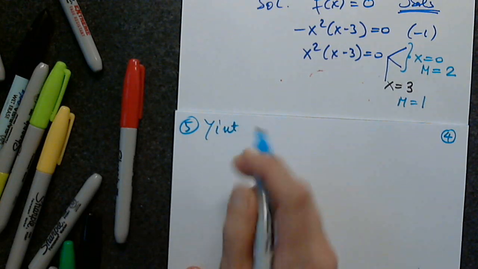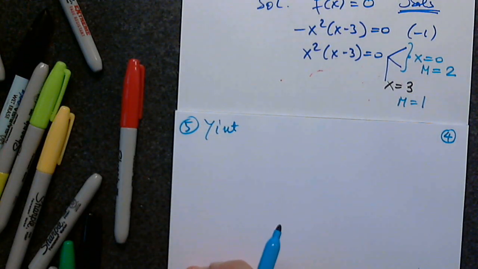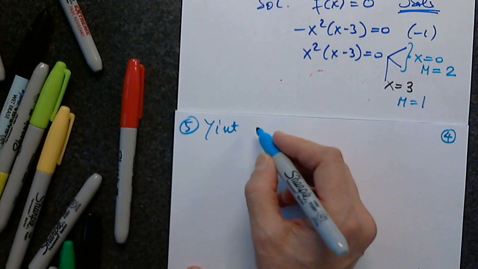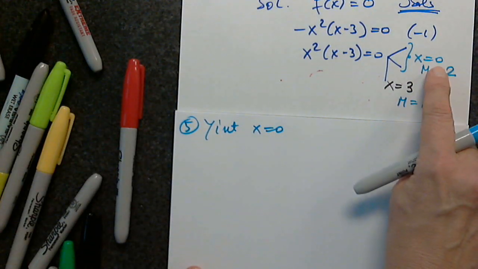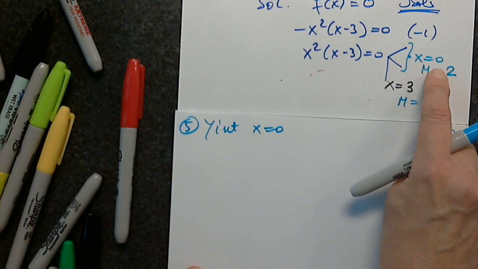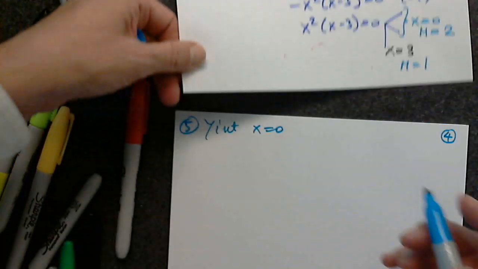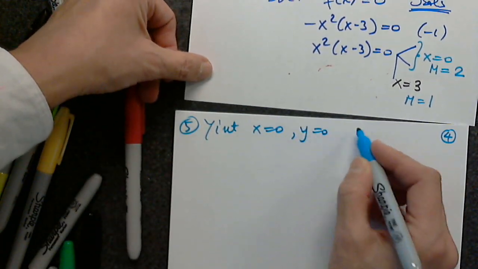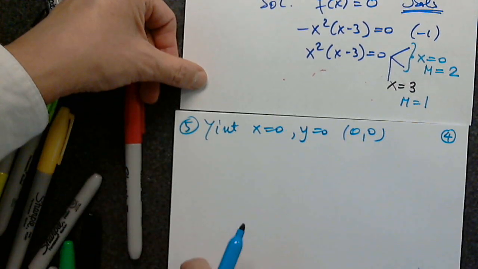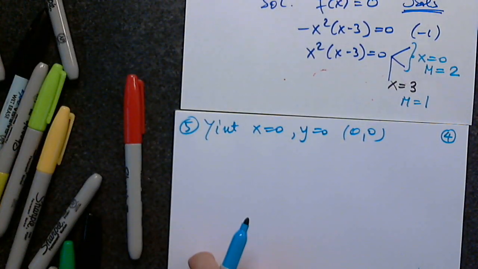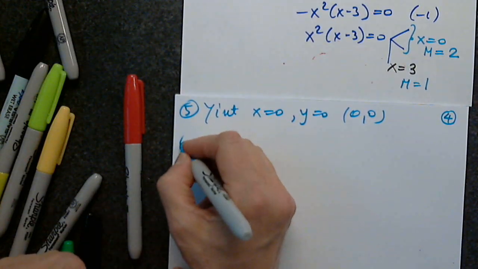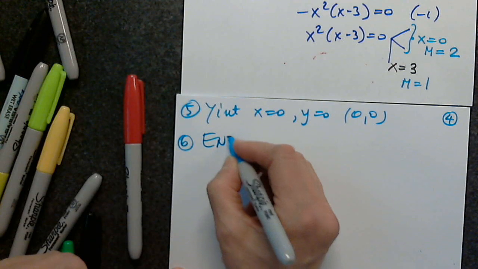Y-intercept? It's a moot point here because x equals 0. We already found that y equals 0 when x equals 0. So if you want, you can plug in 0, 0, and we get 0, which we already had from before. Any questions? Okay, number 6. Let's talk about end behavior.